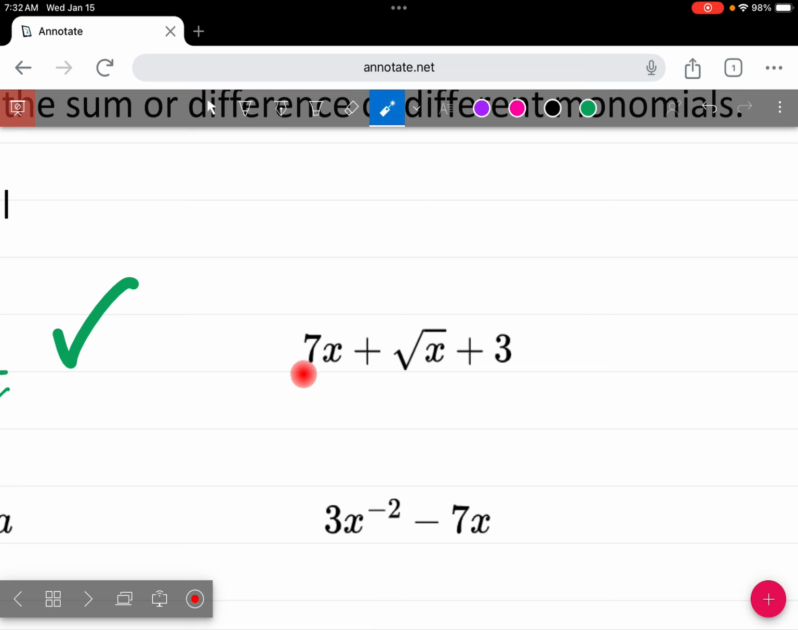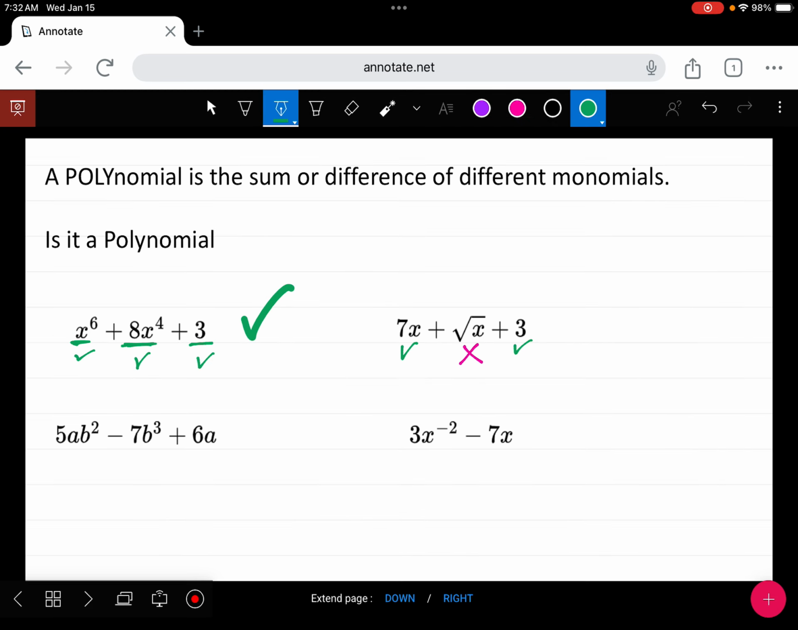Each of the pieces is a monomial, so this is a polynomial. What about this one? Is 7x a monomial? Is square root of x a monomial? No. And we already saw in the last one that 3 is a monomial. But if any one of them is not a monomial, this whole thing is not a polynomial. Not a polynomial. This guy kicks us out of the polynomial club. It just takes one person to break the rules to get us kicked out.